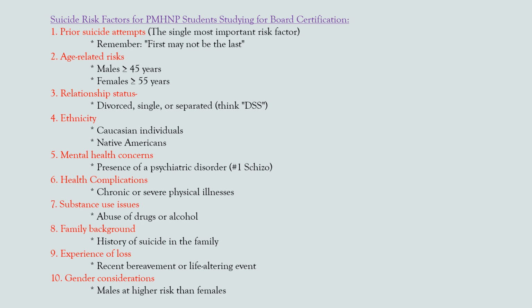Ethnicity. Caucasian individuals, Native Americans. Mental health concerns. Presence of a psychiatric disorder. Number 1, schizophrenia. Health complications, chronic or severe physical illnesses. Substance use issues, abuse of drugs or alcohol. Family background, history of suicide in the family. Experience of loss, recent bereavement or life-altering event. Gender considerations, male at higher risk than females.